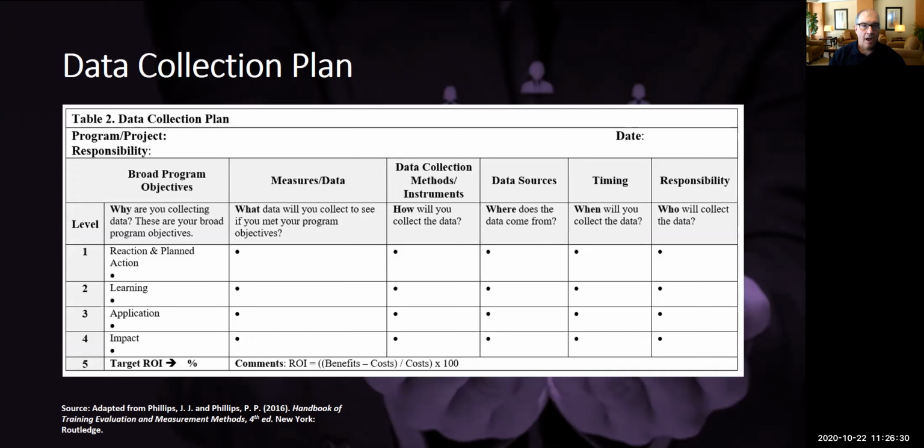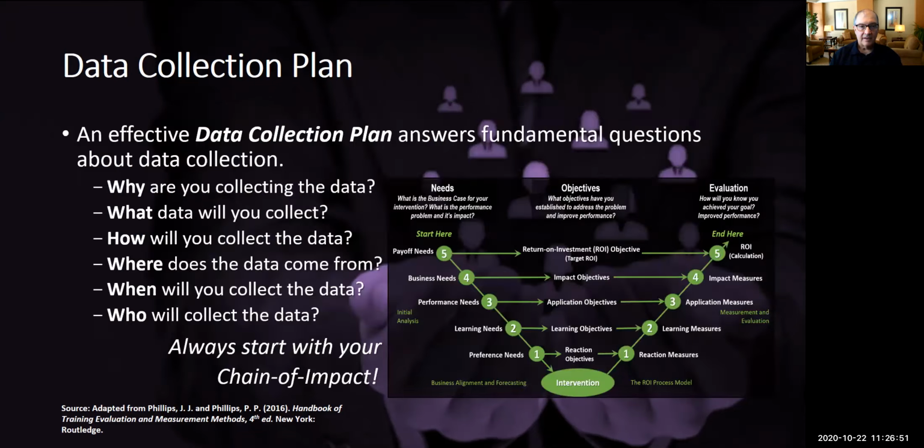Okay, data collection plan, that's what that looks like. If you pull down a template and it didn't say table 2 in the upper left-hand corner, go back, do it again. Okay, so if you look across the top of this thing, you'll see broad program objectives, measures, data collection methods, instruments, data sources, timing, and responsibility.